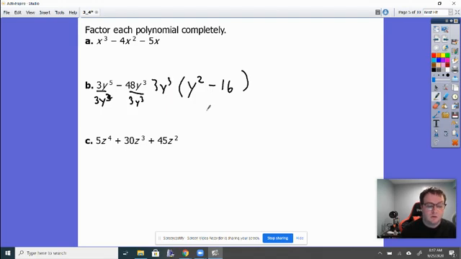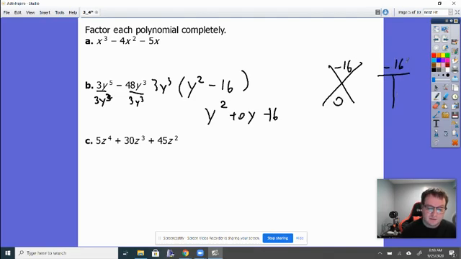Okay, now people freak out on this one because there's no b term. There is, though. Remember last unit we used placeholders. That's what we're going to do here too. So I've got -16, 0.